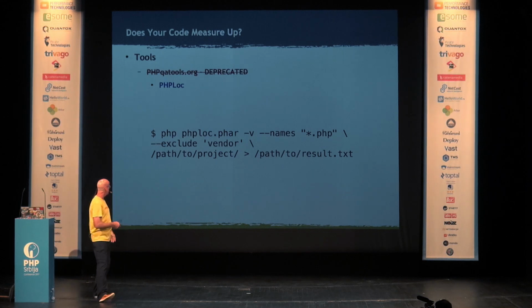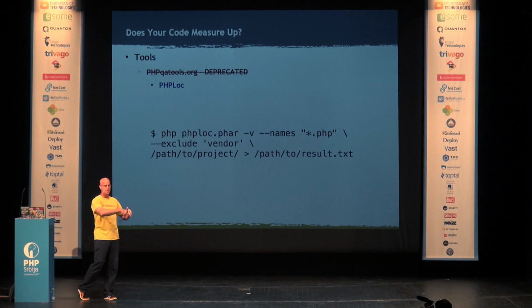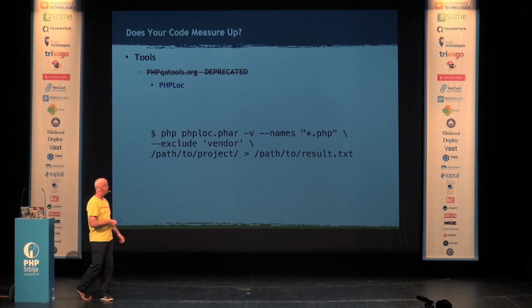It's really easy to run. Basically, I'm calling it via PHP. I'm calling the phploc.phar file. Now, you can download these and actually execute them as an application, but using them as a phar is a lot easier. I'm telling it to be verbose. I'm telling it to look at all files that end in .php. I could give it other extensions as well. Generally, I only do .php.